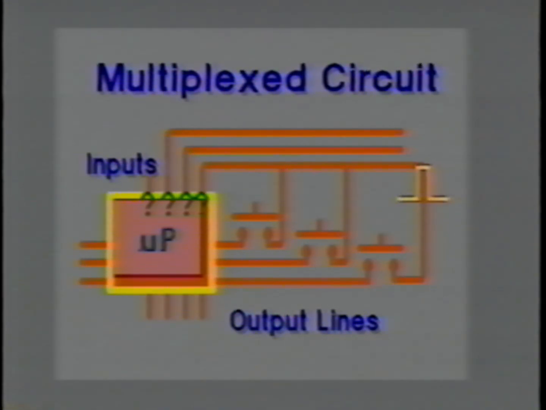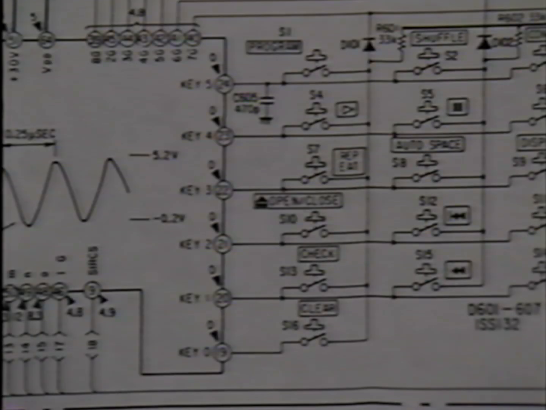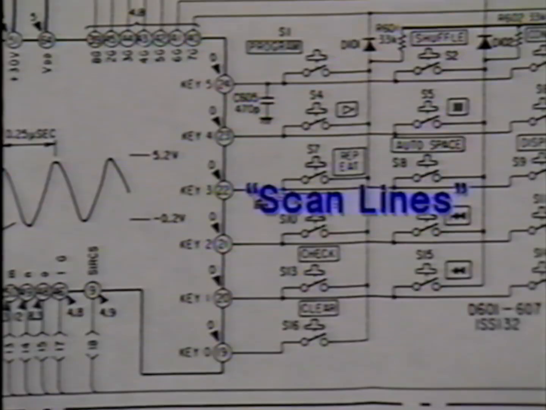Each output line is made active in turn with a brief pulse. As each output line is pulsed, all input lines are read. Because each push-button switch is located at the unique intersection of an output line and an input line, the program guides the microprocessor to determine which push button is being pressed and what action should be taken. The keyboard and display output port lines are sometimes referred to as scan lines, since they're regularly pulsed or scanned in turn.